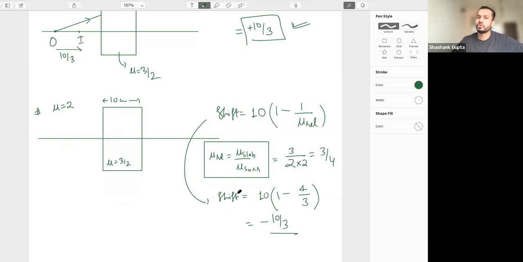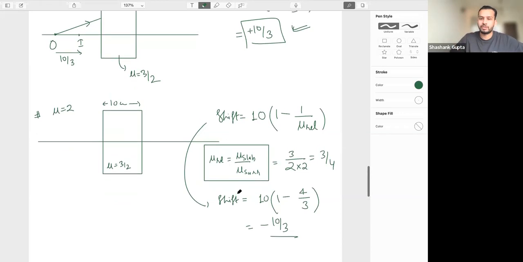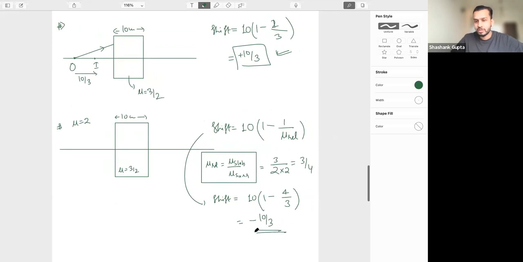So what I just told you, just remember, exactly the opposite will happen. If shift is coming out to be negative by using the formula, then shift will happen exactly in the opposite direction to the one in which the incident ray is going. So my final image will be here. Earlier the shift was in the right direction because the ray was going from left to right. Now the ray is still going from left to right, but shift is coming out to be negative, which means shift will happen in the opposite direction.